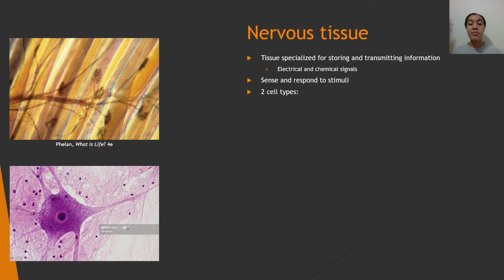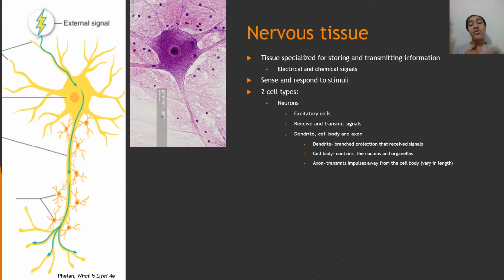There are two types of cells that make up nervous tissue. We have our neurons, and the neurons are the excitatory cells. They're the ones sending and receiving these chemical and electrical signals. So they're the ones that we normally think of as doing the heavy lifting of the nervous tissue. They have a couple of different parts: the dendrite, cell body, and the axon. The dendrites are branches responsible for receiving information from other neurons.